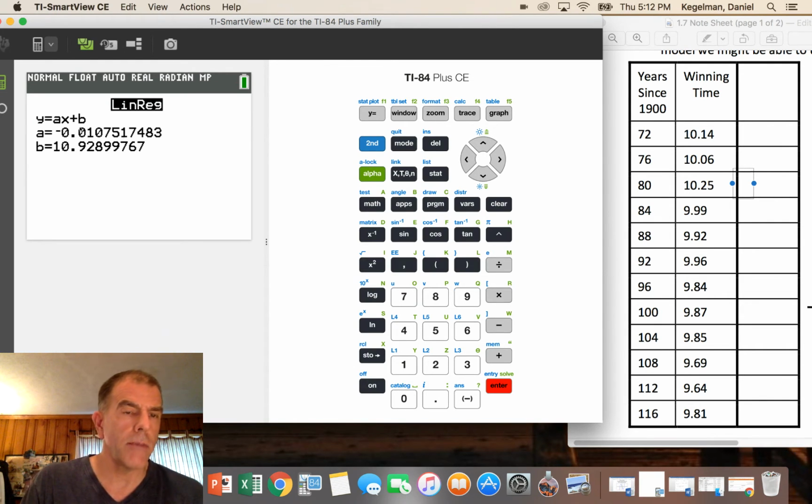And what it's doing is saying it's basically y equals mx plus b, but they use a instead of m. And so it's telling us that the equation that would fit this data best is y equals negative 0.01075x plus 10.92899. Great. It would be nice to see what that equation looks like with our graph. But I'd also like to know how good a fit that is.